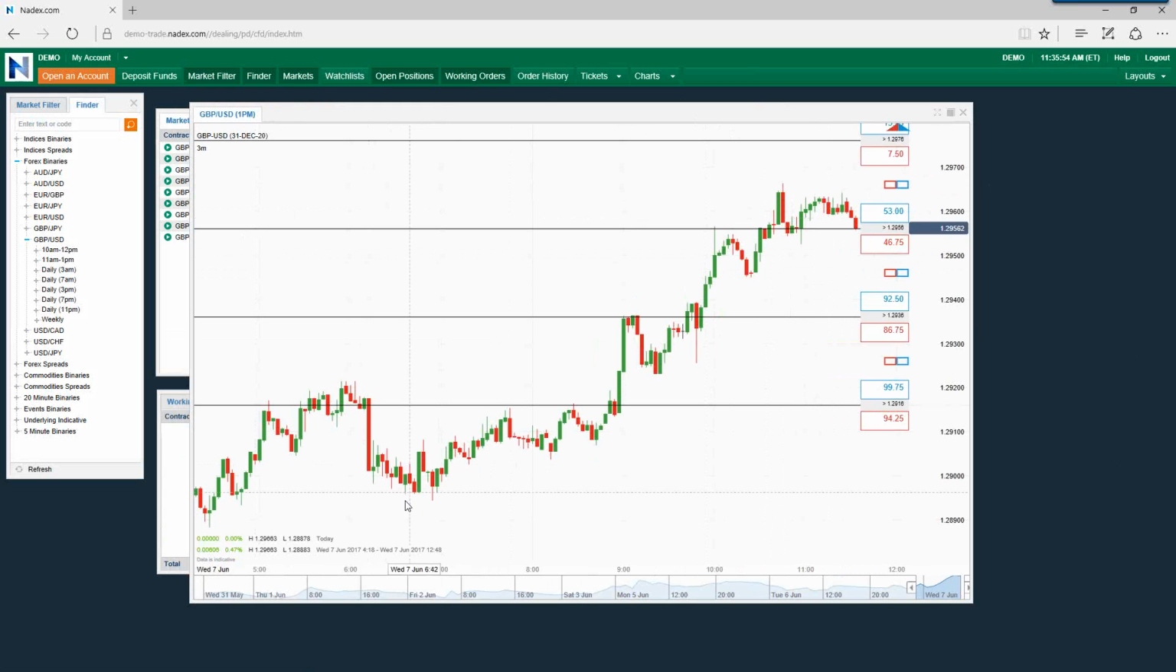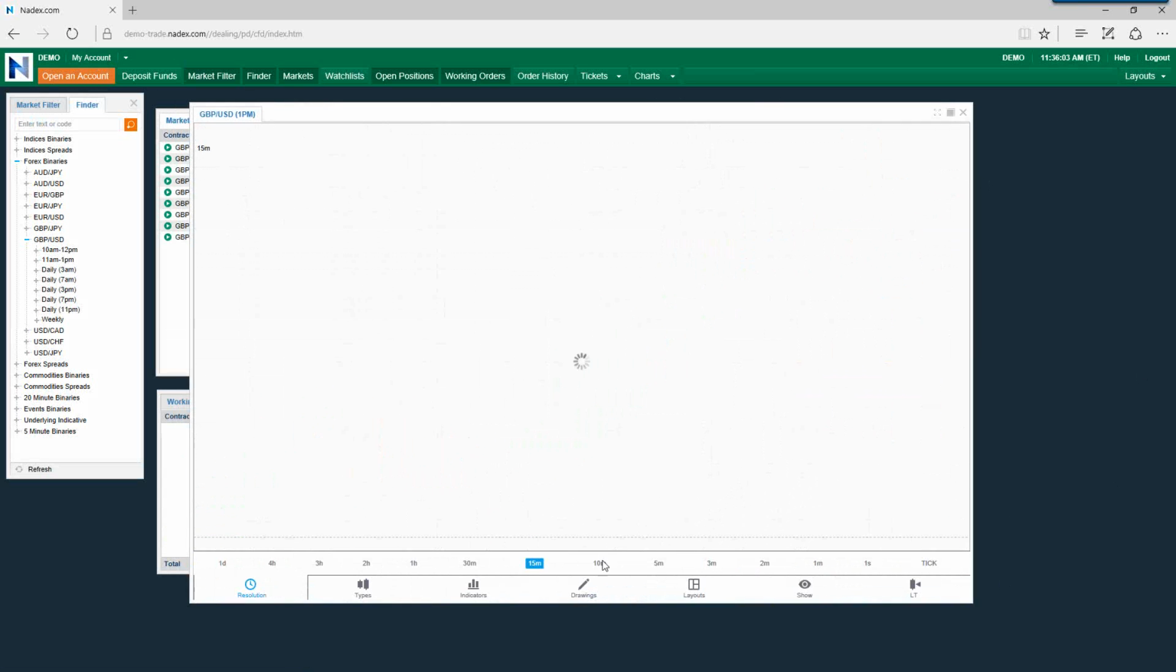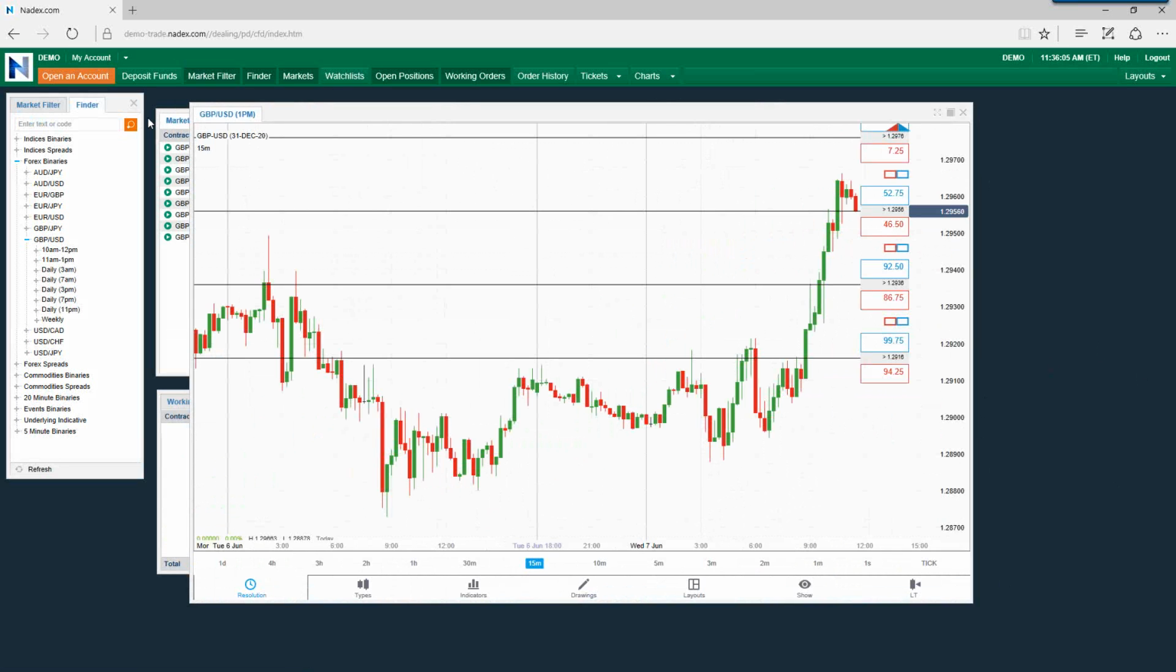Okay, so this is the British pound US dollar. This is a 3-minute, which is a little bit too fast, so let's change this to 15-minute. All right, now the first thing I would notice on this chart is this is the immediate high. Now I'm also looking for another high. Here's another high. Here's a high. Here's a high. Here's a high. Here's another high.